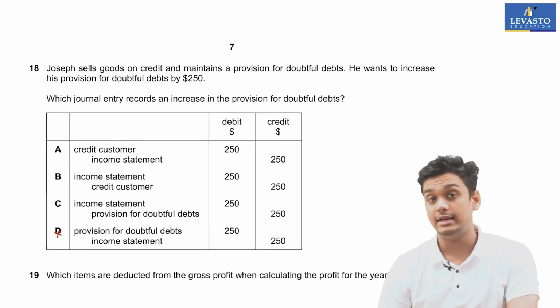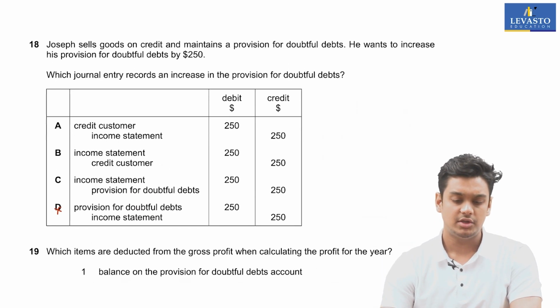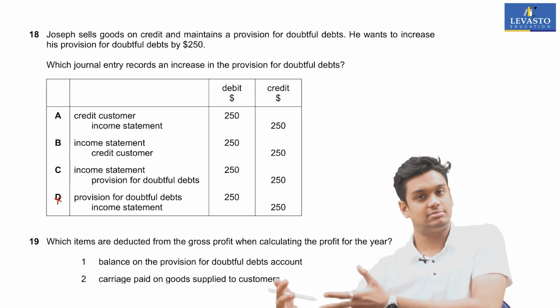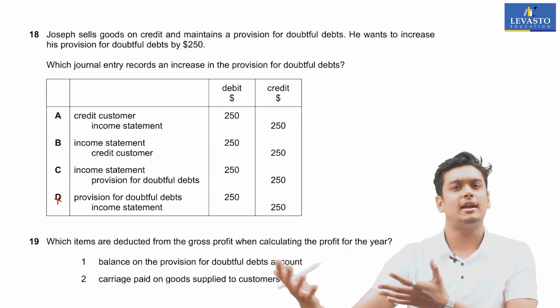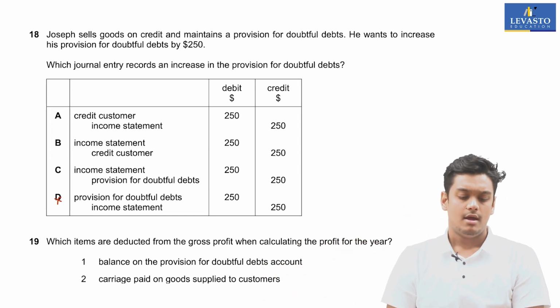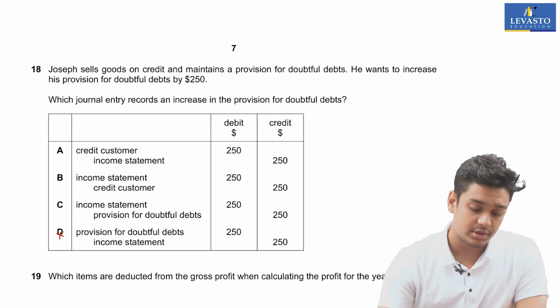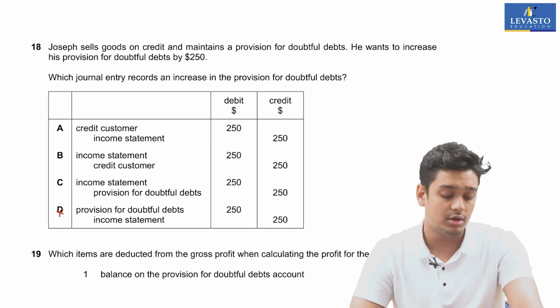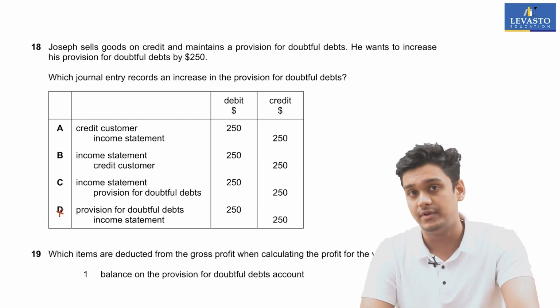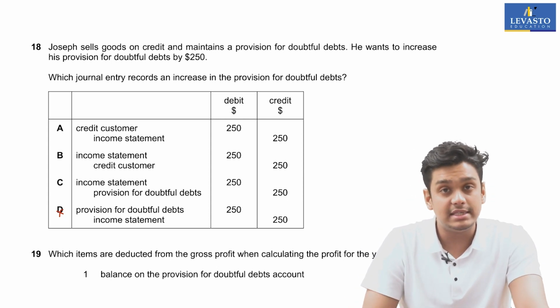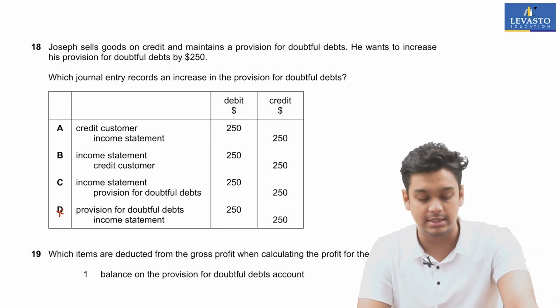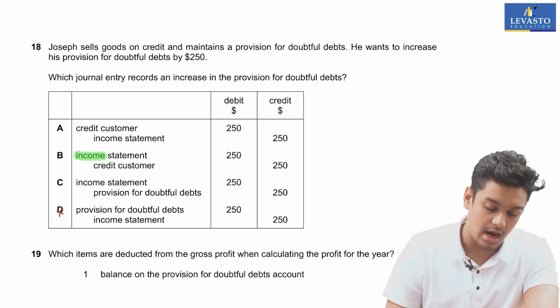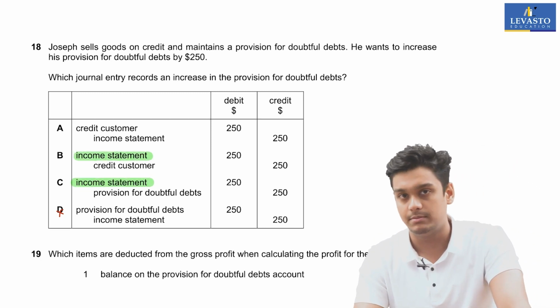Next one, 18th MCQ. So we are heading close to the 35th MCQ. It's not that far anymore. Joseph sells goods on credit and maintains a provision for doubtful debt. He wants to increase his provision by 250. So if it's an increase in provision, that's an expense for the business. And expenses are debited to the income statement.